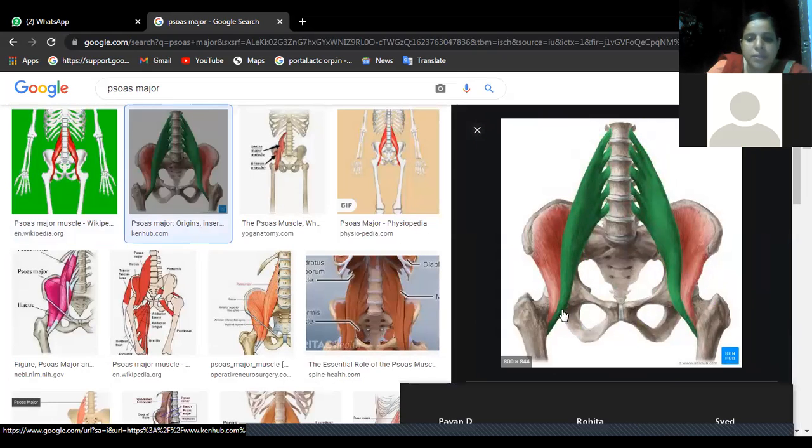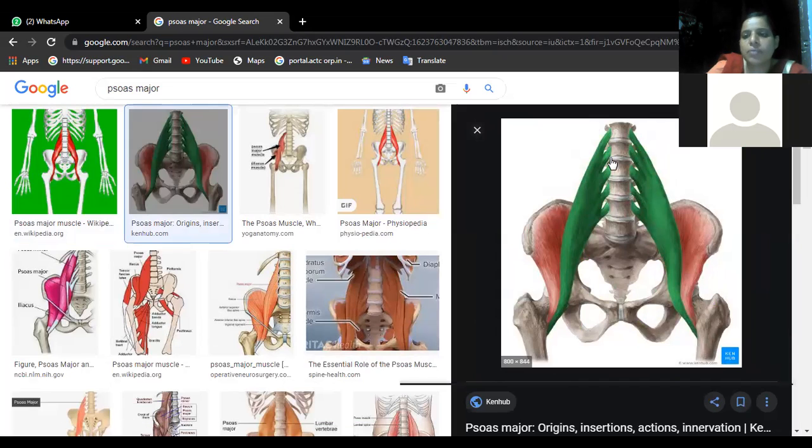See, this is one psoas major picture: T12, L1, L2, L3, L4, the transverse processes of these vertebrae. You can see the psoas major is passing through the pelvic cavity and then it is getting inserted into the femur, that is, the lesser trochanter of the femur. Okay, iliopsoas tendon: iliacus and psoas major, both of them will join like this. So that is about iliopsoas, the psoas major muscle.